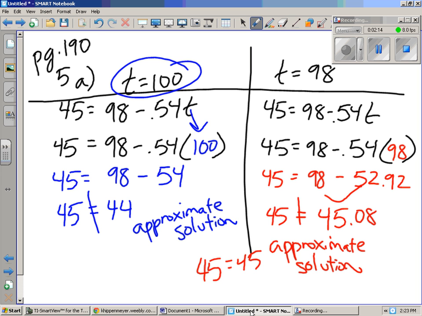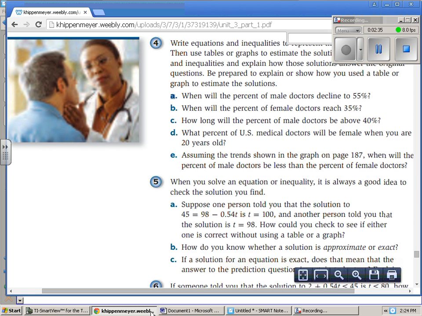We addressed B by talking about approximate and exact solutions. Now we're going to address C. So letter C says, if a solution for an equation is exact, does that mean that the answer to the prediction question is certain to be true? Explain. And what I'd like to do is go back to the book and take a look at one of the questions.